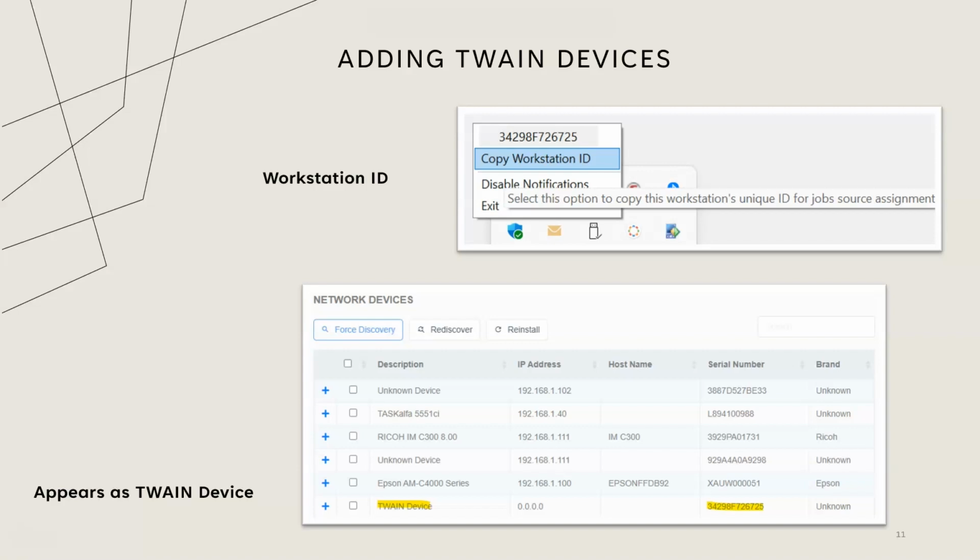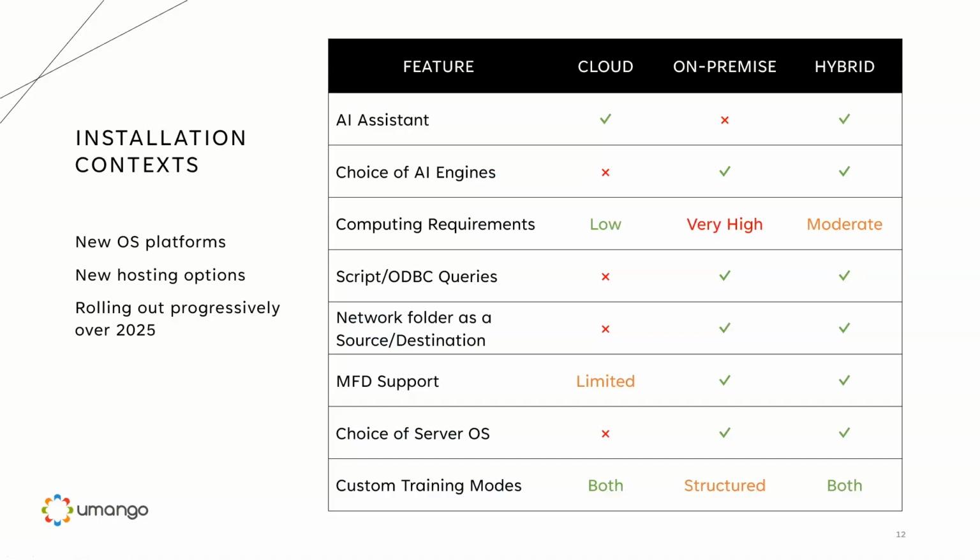The other reason is what we're going to be talking about in just a minute, which is cloud-based hosting, where we are moving Umango to being able to offer a cloud solution. We're obviously not able to sniff out local IP4 addresses, so we need a way of identifying those devices, and it's with serial numbers that we'll be doing that. So this is one step towards that cloud hosting option, and a necessary one in order to be able to deliver on that. Which is a nice segue into talking about installation contexts.